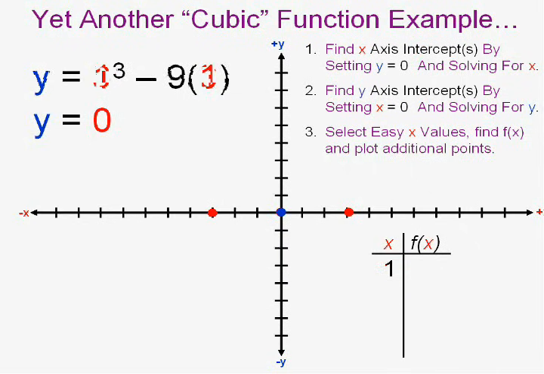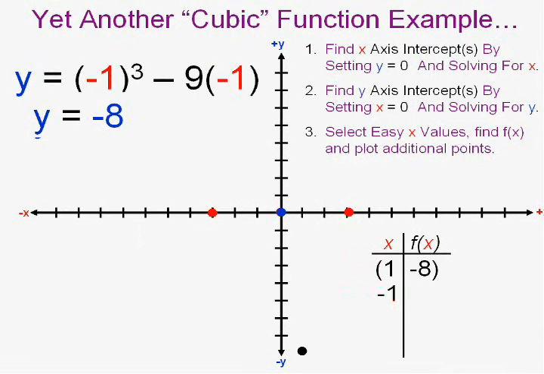So plug in 1, and we get 1 to the third minus 9. I get negative 8. So the point 1, negative 8 is down there, and I can see kind of where my curve's going to be. Now there's another critical area between these points. How about in here, what happens? Well, I can either put in negative 1 or negative 2. Let's just put negative 1. And if I put that in, I get positive 8. So let's graph that one.